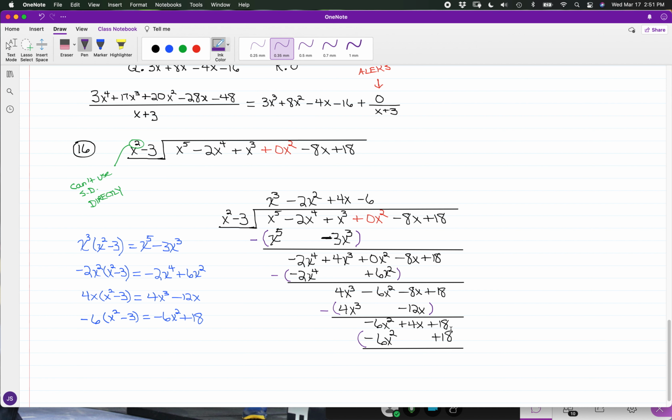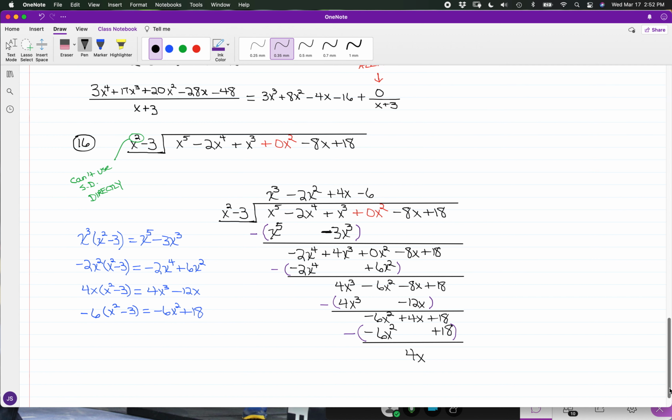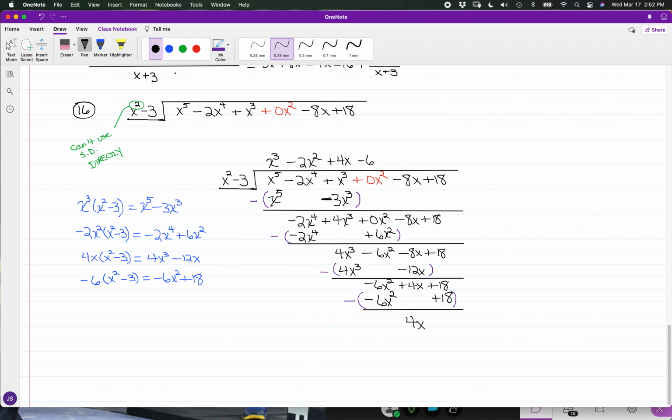Looking at subtracting, negative 6x squared plus 6x squared will go out, and we have 4x still. Now we have 18 minus 18, which will go out. I cannot take x squared directly into 4x because the degree of x squared is too high for 4x. So for the remainder, we're not going to have just a number, but a variable term. The remainder is equal to 4x.